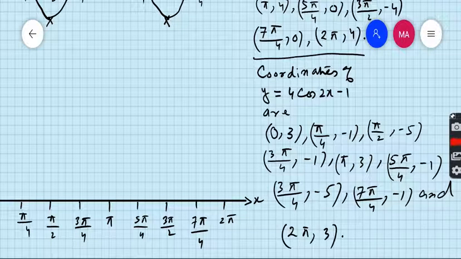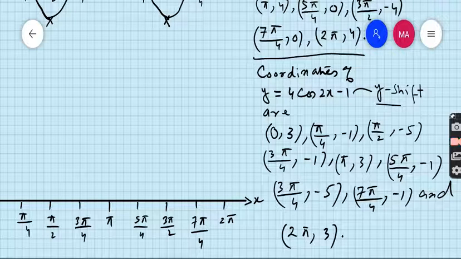Kindly do the calculation in order to verify all the coordinates. For 3 pi by 4, the value is minus 1. For pi, the value is 3. For 5 pi by 4, the value is minus 1. So you can see all those values in the previous coordinates which were 0 transform to minus 1, because this minus 1 is called the y shift, okay, y shift. 3 pi by 2 gives you minus 5, 7 pi by 4 gives you minus 1, 2 pi gives you 3.